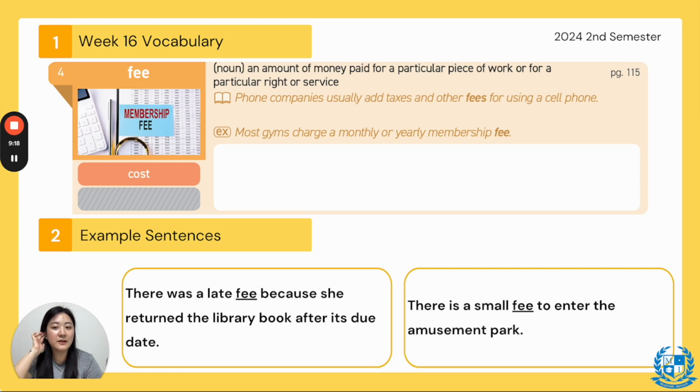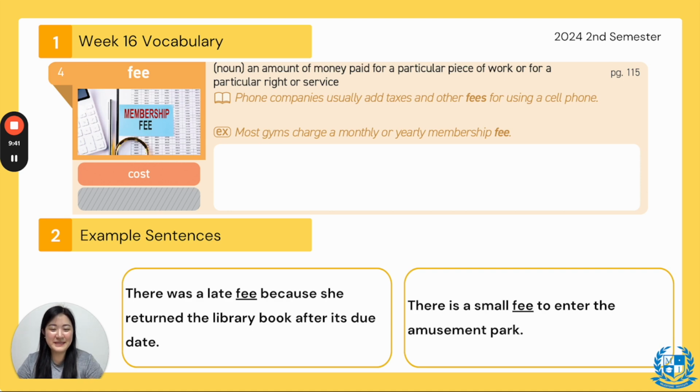In our TED Talks, everybody follow along. It says, phone companies usually add taxes and other fees for using a cell phone. Yes. So when we use a cell phone, it's not just we're paying for how many phone calls we make. Sometimes they'll put like a fee in there somewhere. It's kind of a bit tricky.